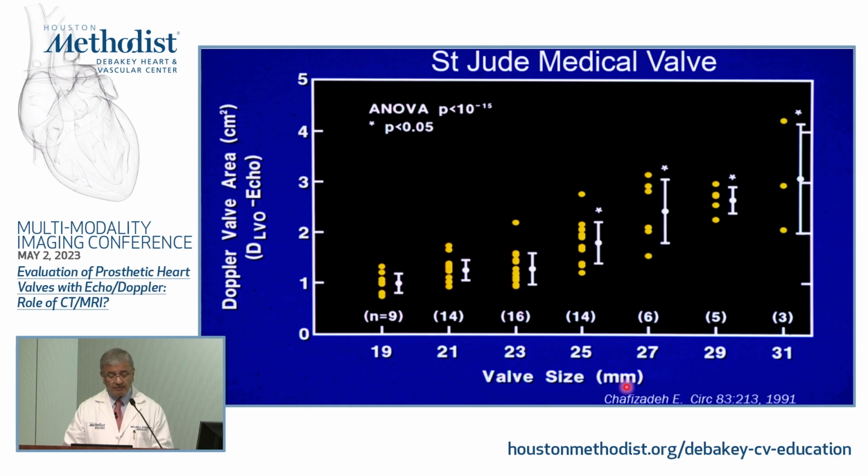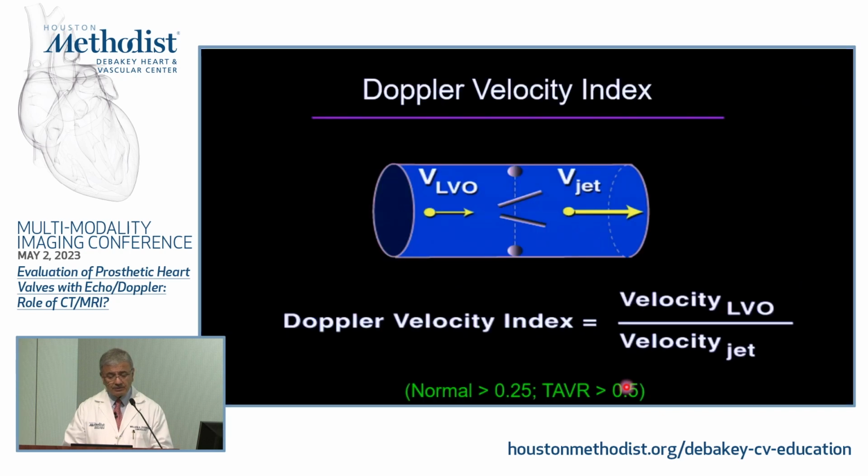So another thing that for us in the aortic prosthesis that we use is the Doppler velocity index. We proposed that many years ago. It used to be called dimensionless index. And what this is about is how much did the velocity before the prosthesis accelerate going through the prosthesis. So it's a ratio of velocities or velocity time integrals. The nice thing about it, it's a simplification of the continuity equation.